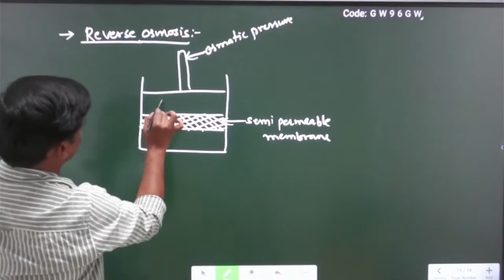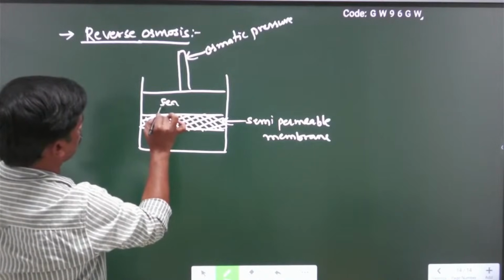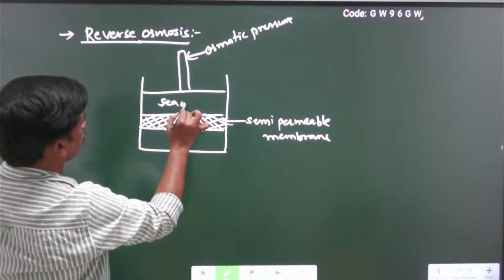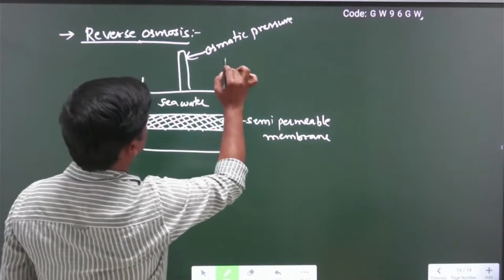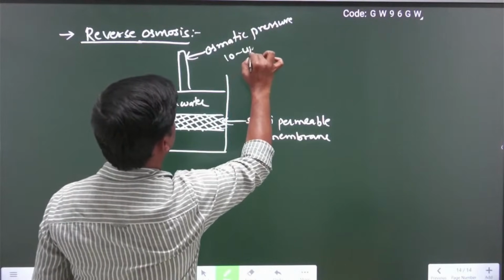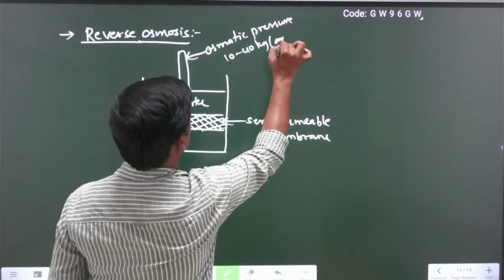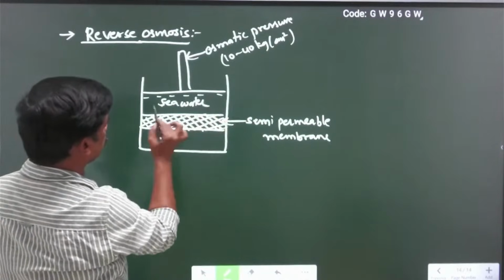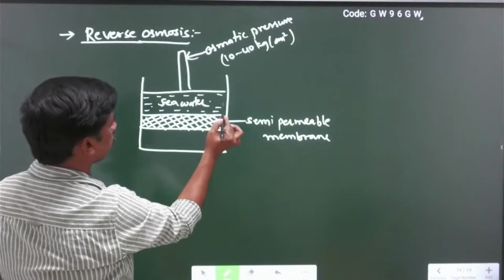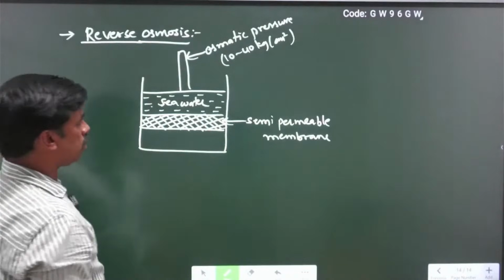What is this? Seawater. Here you can apply pressure of 10 to 40 kg per centimeter square. Seawater contains most of the salt in a dissolved state, which means impure water.